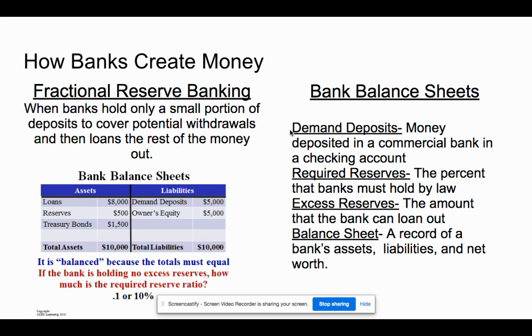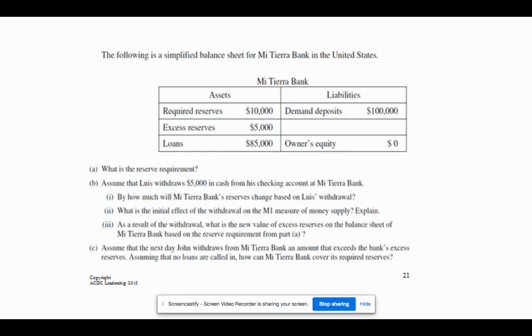So the most important parts: your demand deposits, the money that's in a checking account in commercial banks; your required reserves, that's the percent that the Fed tells banks they have to hold on to by law; and the excess reserves, anything above the required reserve that the bank is actually allowed to loan out. All right, let me show you how this works real quick.